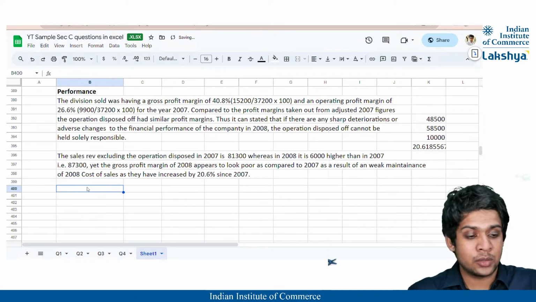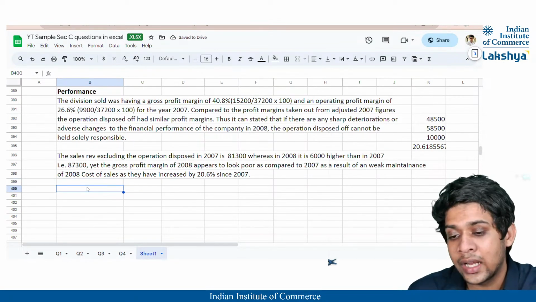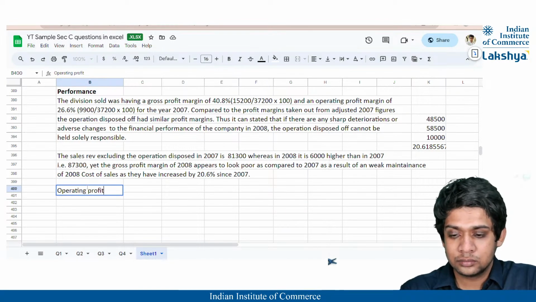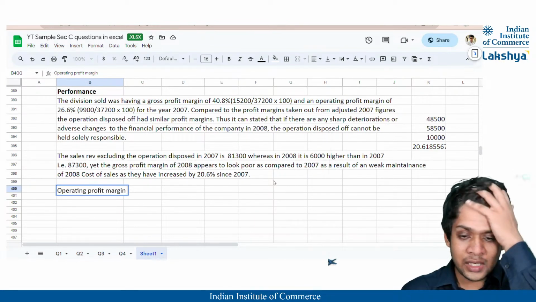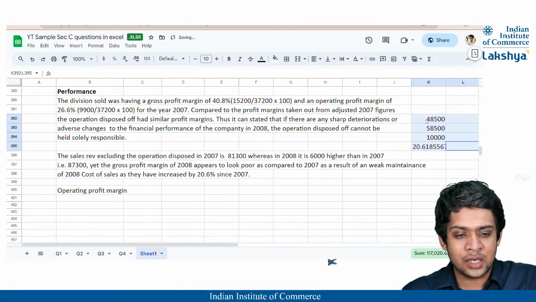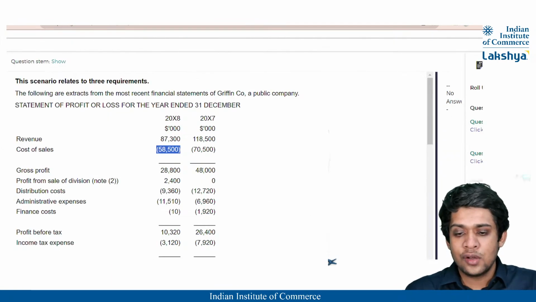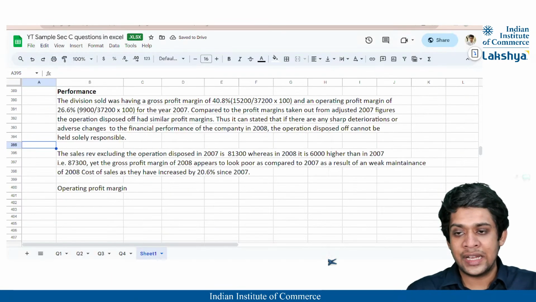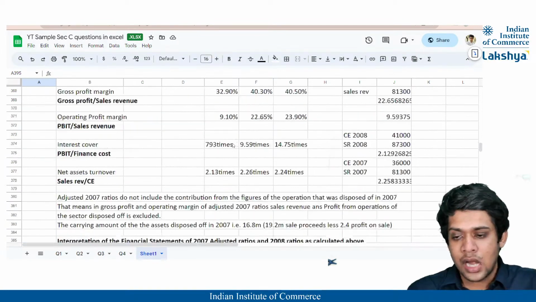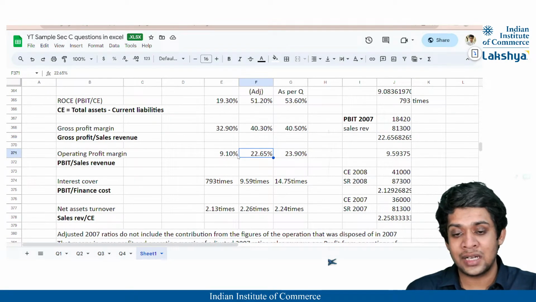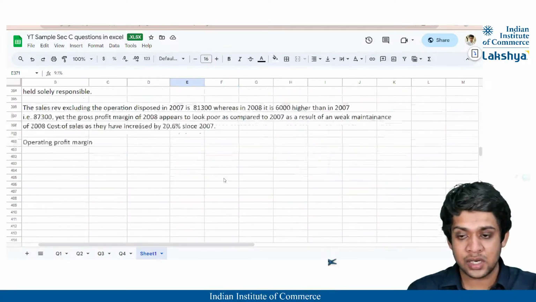I hope this calculation was clear to you. Then again, you can also state about the operating profit margin. Let us see what the operating profit margin is. So I'll just delete this part now so that I can show you the operating profit margin calculation. For operating profit margin, we've already calculated the adjusted figure. Our operating profit margin, guys, was 22.65%, but now it has reduced to 9.1%, right?